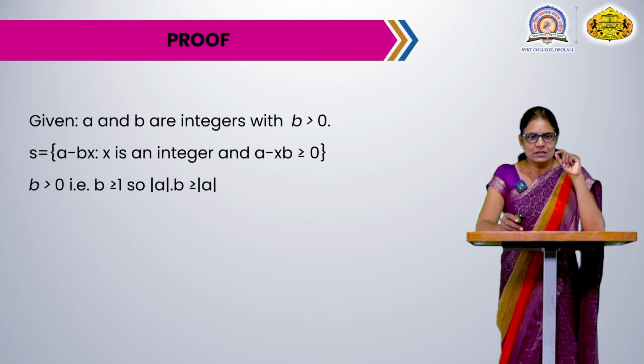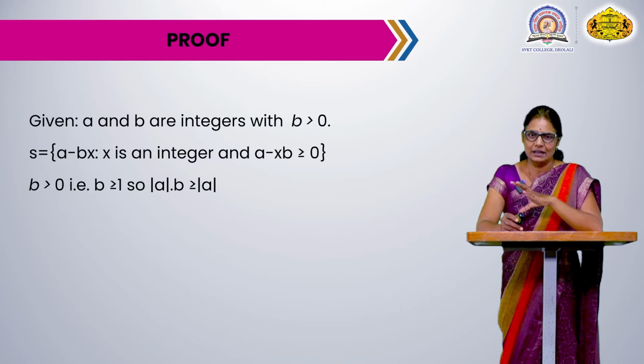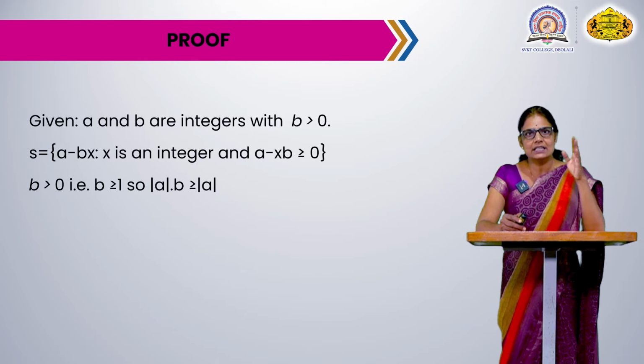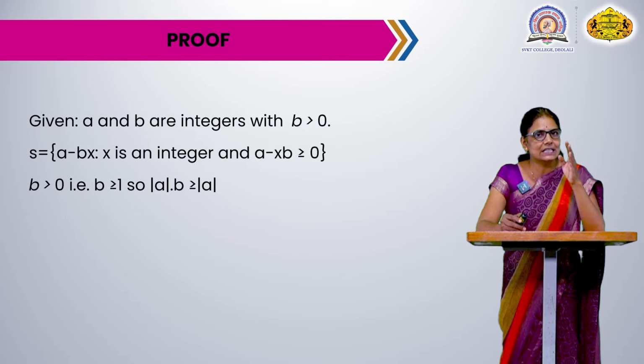So now, S is already a subset of non-negative integers, and we want to prove that it is non-empty. So show that at least one element is present here. For that, first, we are given b is greater than 0. So b is an integer, and it is greater than 0 means b is greater than or equal to 1.